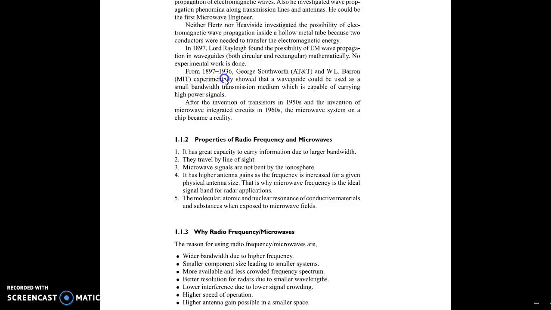In the years 1897 to 1936, George Southworth and then Barrow experimentally showed that a waveguide could be used as a small bandwidth transmission medium, which is capable of carrying high power signals. After the invention of transistors in 1950 and the invention of microwave integrated circuits in 1960, the microwave system on a chip became a reality. When we pass waves through waveguides, the propagation delay is approximately equal to 0. So after the invention of microwave integrated circuits, live transmission became possible in real time.